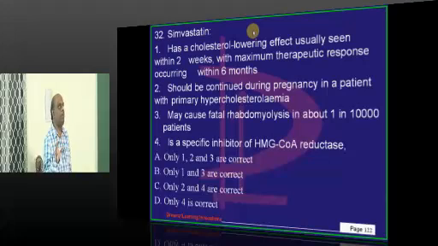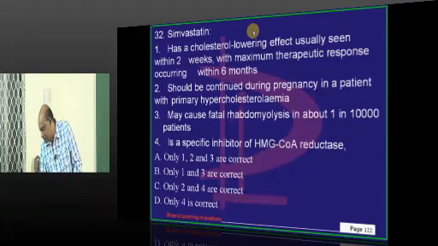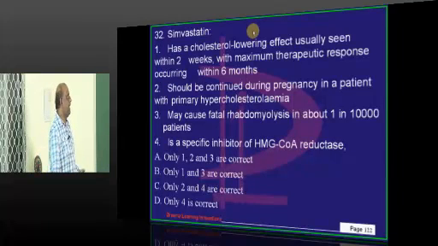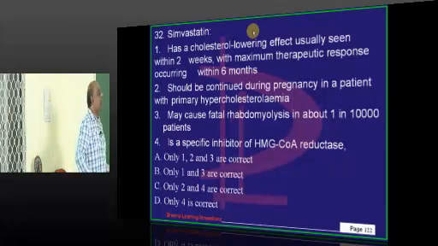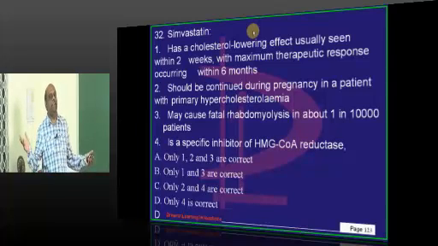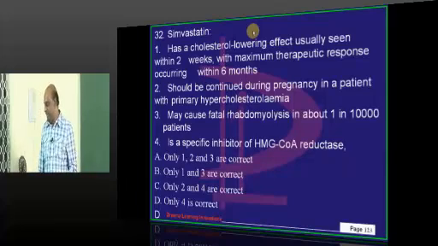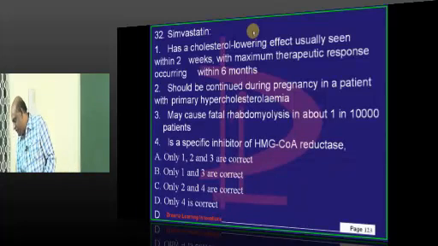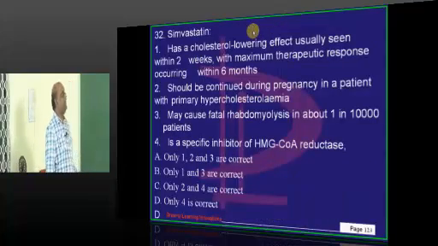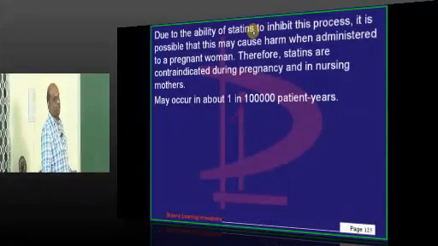But you need to take the quiz beforehand so that you are more confident. Question number 32. Yes, very good. Deva proposes only 4 is correct, because he is confident about only 4, which is correct in fact. Amrita also thought the same, only 4 is correct. It won't cause fatal rhabdomyolysis, but it leads to myopathy, which is true.